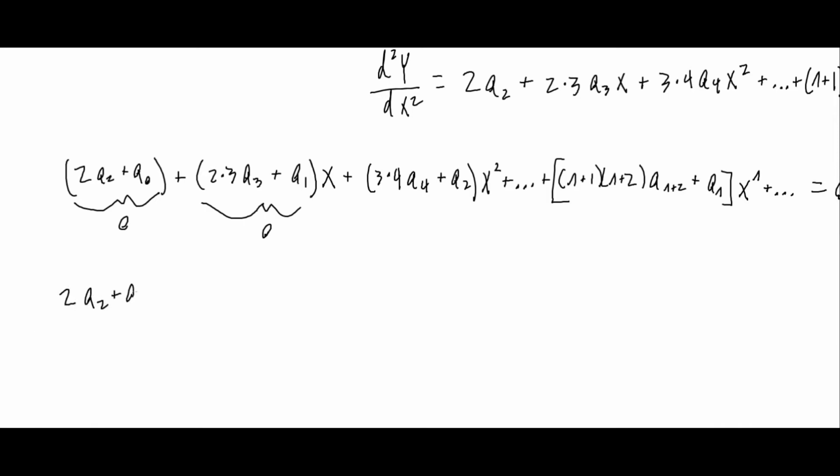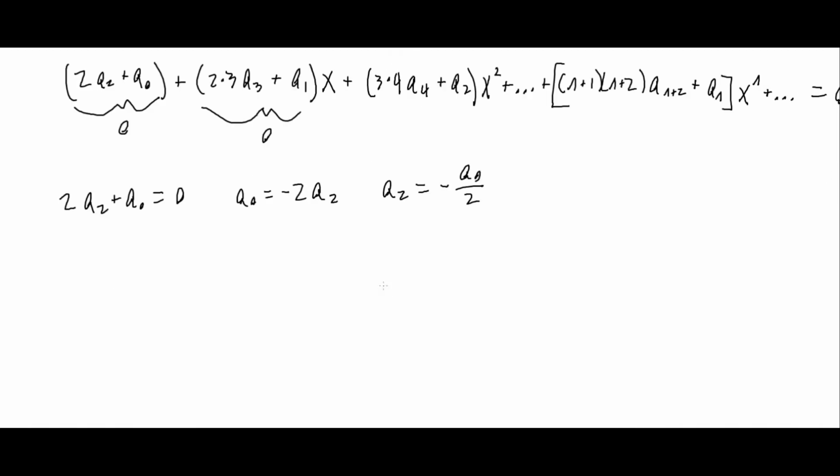2a2 plus a naught is equal to 0. And then if we subtract 2a2 from each side, we have a naught is equal to minus 2a2. And so then we can set a2 in terms of a naught, so a2 is minus a naught over 2. And so that's how we can find out what our a sub 2 is there.